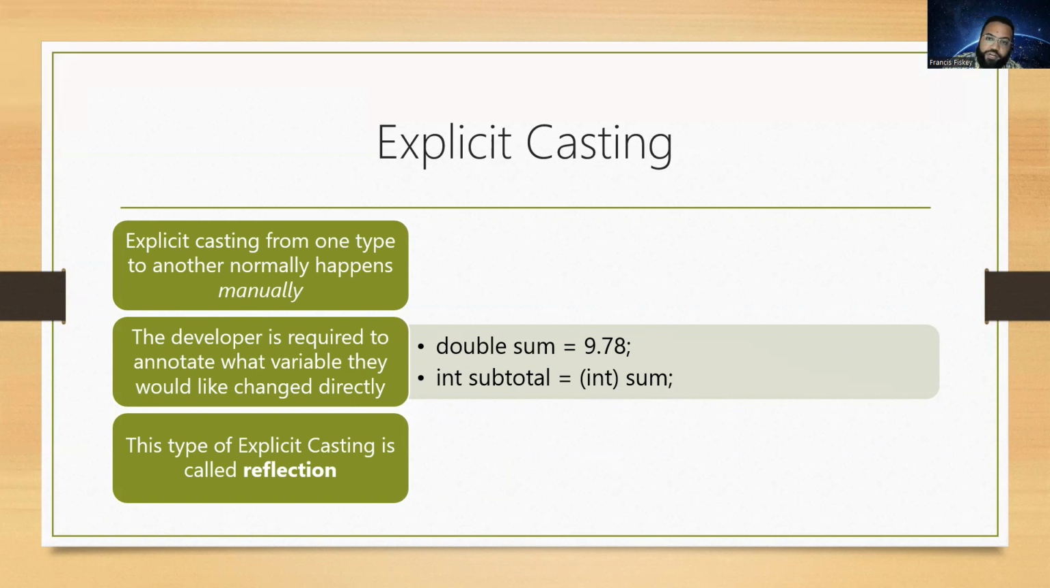But the variable sum never changed. If you debug this code, the variable sum did not change. It will remain a double of 9.78. You're just casting a copy of it. You're assigning a copy of it to subtotal with a new data type. And understand, when you explicitly cast from a double to an integer, you will lose the decimal points. They will not round up or down. That is not a part of the code, because an integer is a positive or negative whole number.